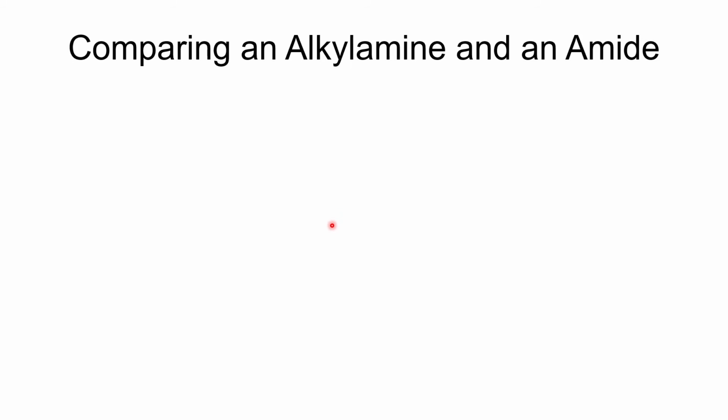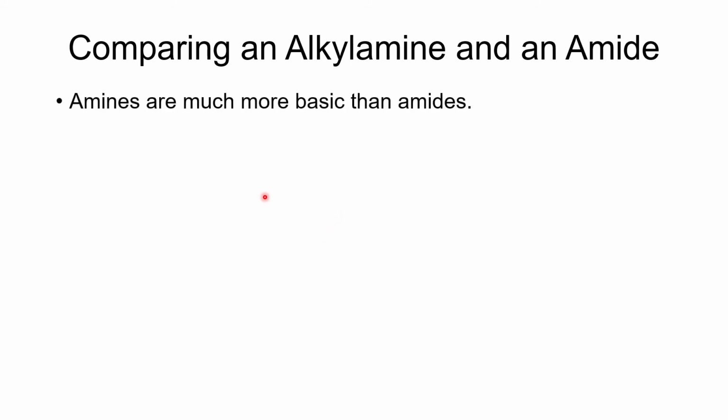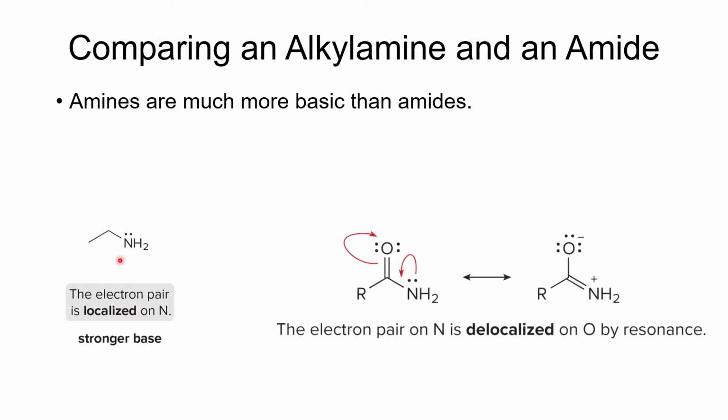What about if we compare an alkyl amine with an amide? Well, amines are much, much more basic than amides. So again, here we have ethylamine as our comparison group. In ethylamine, the lone pair of electrons on the nitrogen is localized on the nitrogen. There's no delocalization. It's a pretty strong base. The pKa of the conjugate acid comes out to about 11. We talked about that one before.